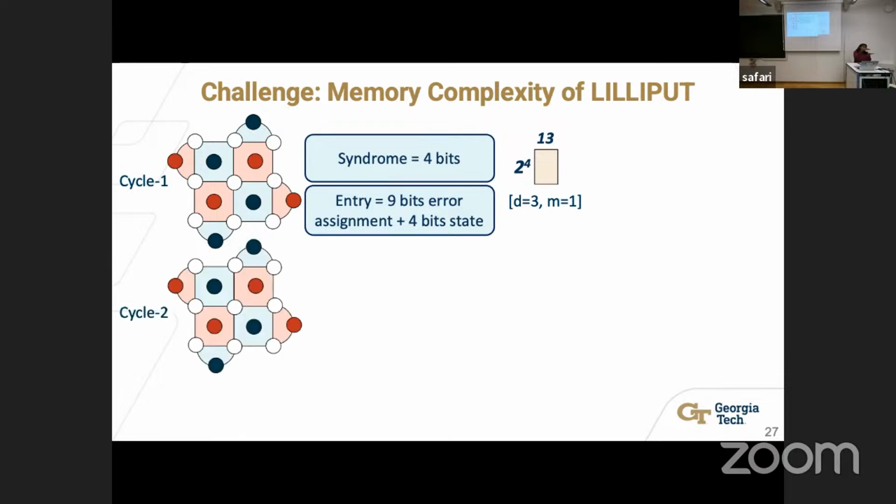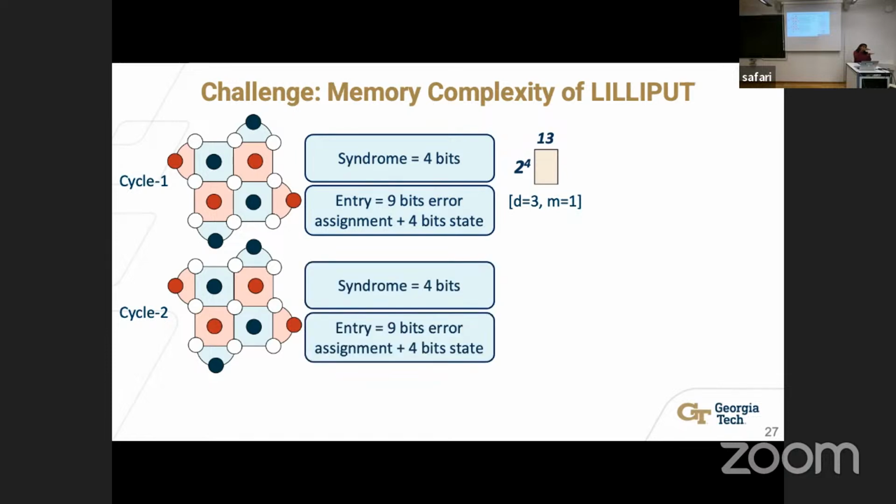Let's say you want to design the same decoder, but you want to handle different types of errors, and you want to build the decoder using 2 rounds of syndromes. Well, you now have 4 additional bits of syndromes coming in. So now your table size increases from 2 to the power of 4 to 2 to the power of 8 entries, with 13 bits each. And this becomes challenging because, by the way, this is a common notation.